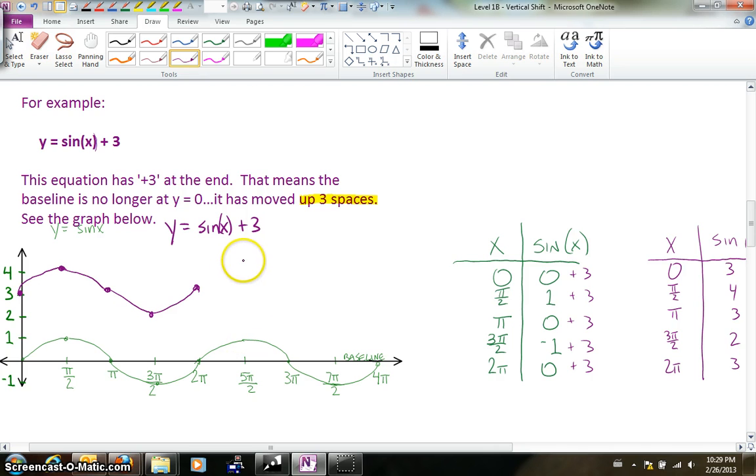Again, I could keep going with the pattern. It would go back to 4, 3, 2, and back to 3. So here's what the function would look like all the way. But we're mainly focused on this first cycle, and you can see the entire function just moved up 3. As we did that, it also moved our baseline up 3. So our baseline is no longer on the x-axis at y equals 0. The baseline is going across here at the line y equals 3.